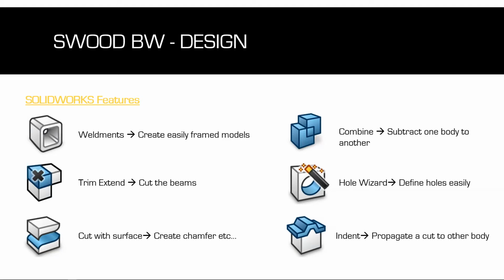First of all, as you can see here, you have the weldments to easily create the frame models. Then you could use, for instance, trim extend to cut the beams, one to another. Then you will be able to cut with surface to create chamfers and so on. Combine as well, to subtract one body from another, which is very useful. For instance, when you have a tenon and mortise, you just have to do the tenon and it will create the mortise on the other beams. You can use as well the hole wizard to define your holes on your project easily. You also have the indent feature that will allow you to propagate a cut to other bodies.